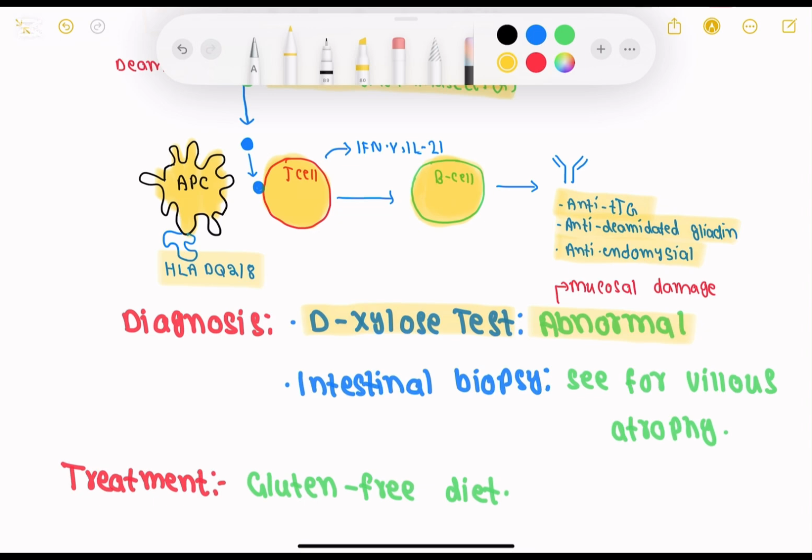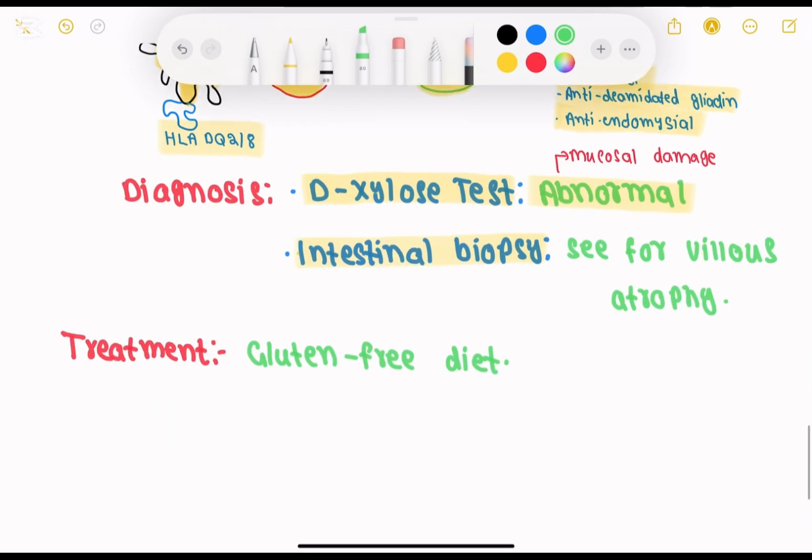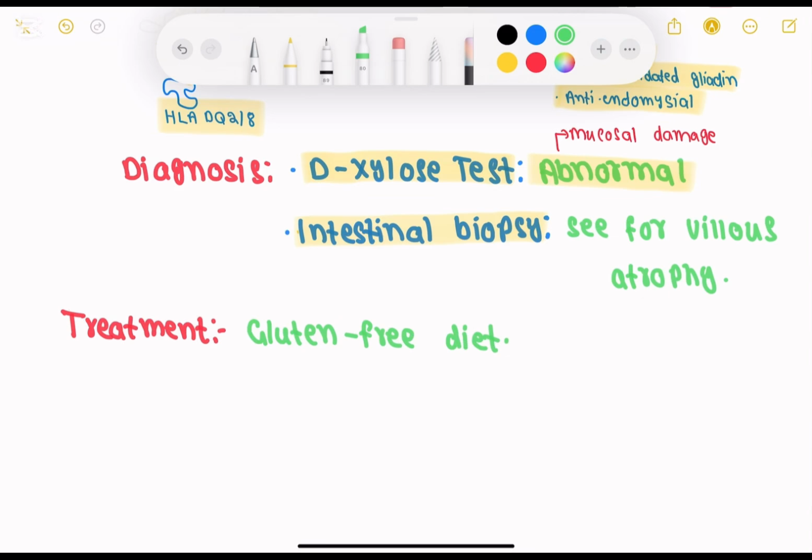Then we can also do an intestinal biopsy or small bowel biopsy. In the biopsy we look for the histological changes that we discussed: villous atrophy, crypt hyperplasia, and intraepithelial lymphocytosis. These we will see in the case of intestinal biopsy.